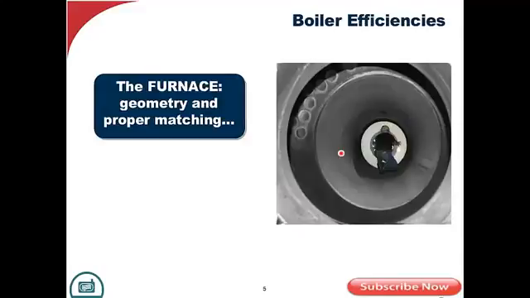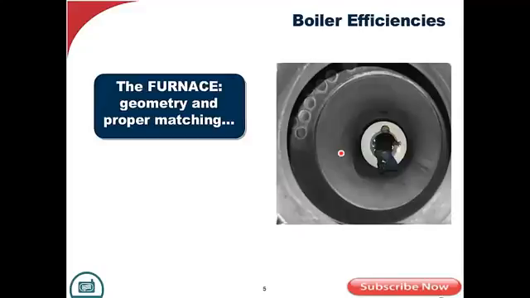and cause a cooling of the flame, a rapid cooling of the flame that could generate carbon monoxide, CO. I have to make sure it's properly matched. And what I'm trying to do here is take advantage of this radiant heating surface.